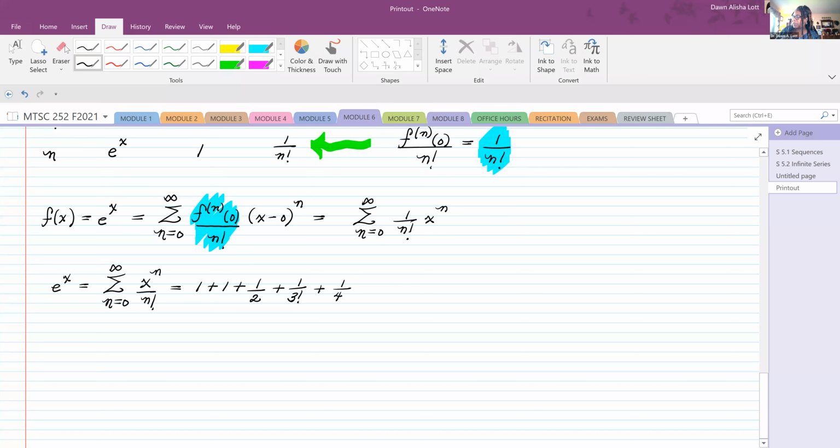Oh my God, I forgot the x's. Scratch that. That's 1 times x to the 0, plus x times 1, plus x squared over 2 factorial, plus x cubed over 3 factorial, plus dot, dot, dot, plus x to the n over n factorial, plus dot, dot, dot.